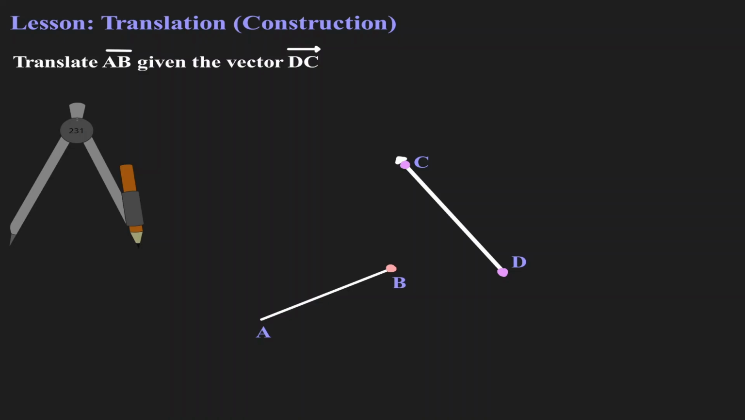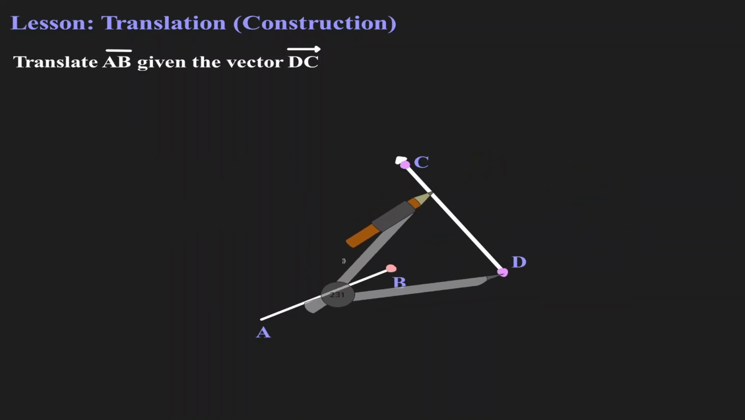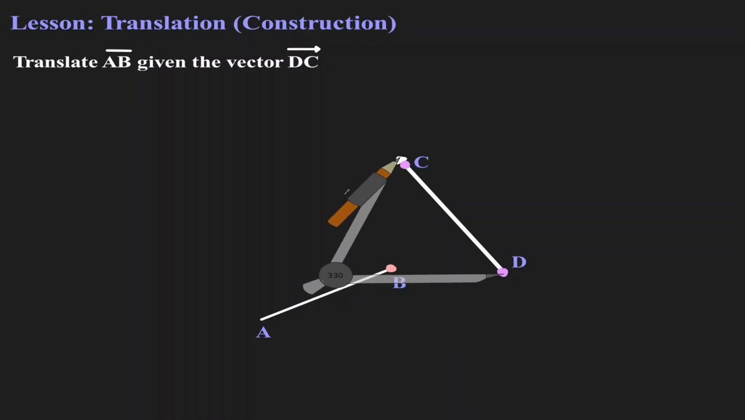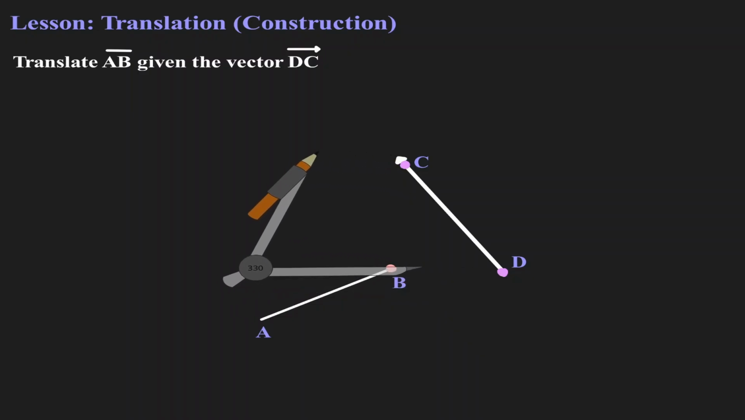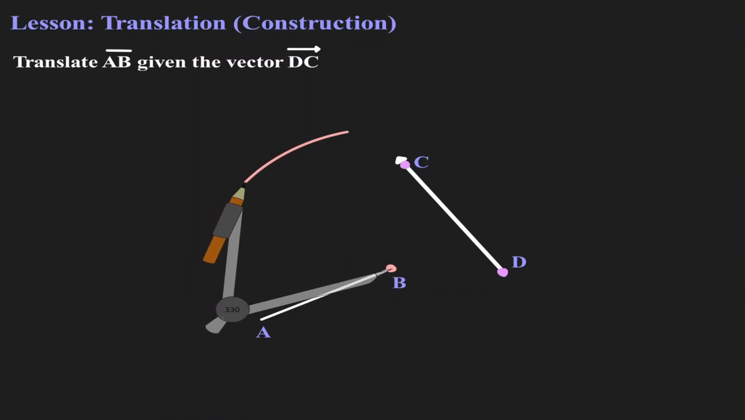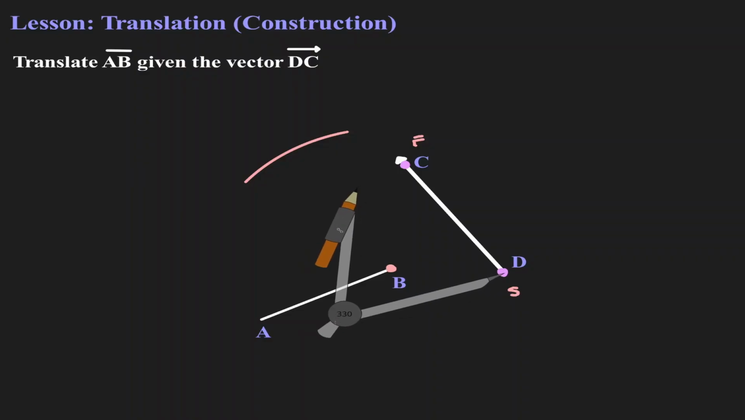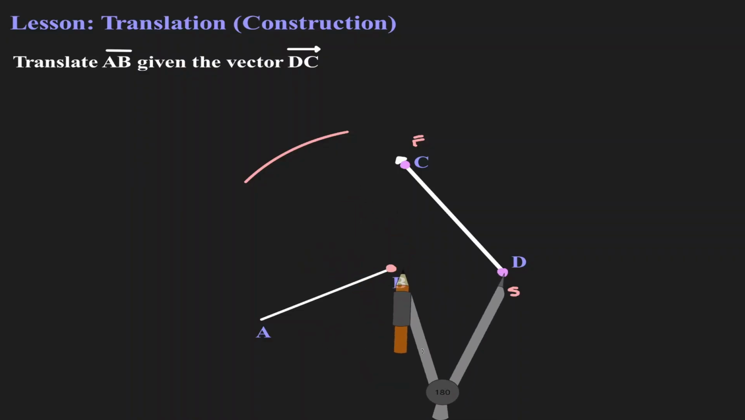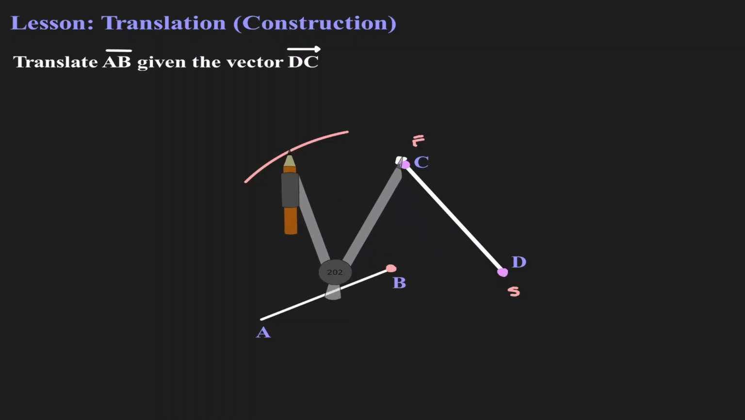The first thing that we want to do, let's measure the length of the vector DC. Now that we have that length, let's move our metal leg to point B, and let's create a mark using the length of DC. Now the vector started at point D and it finished at point C. So let's measure the initial distance that the vector had to point B. So let's measure the distance from D to B. Now using the same distance, let's go to point F, and let's look at the intersection with the previous mark.